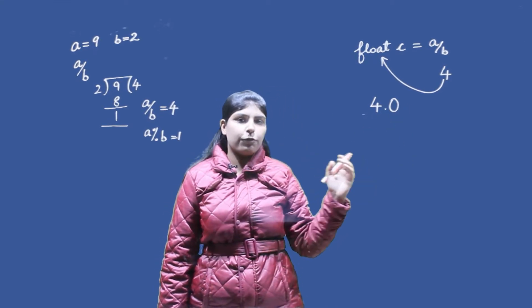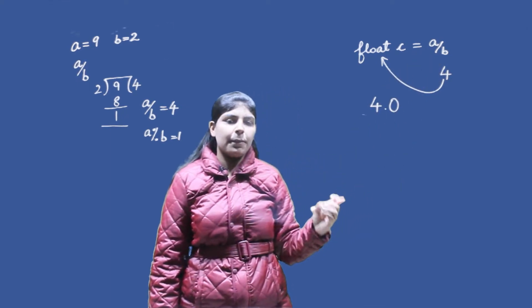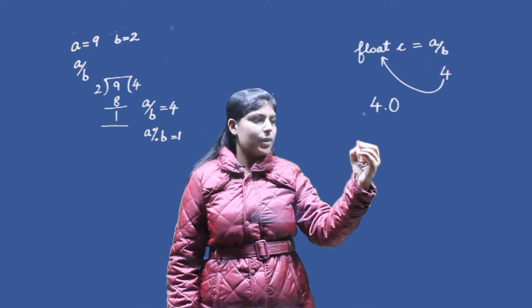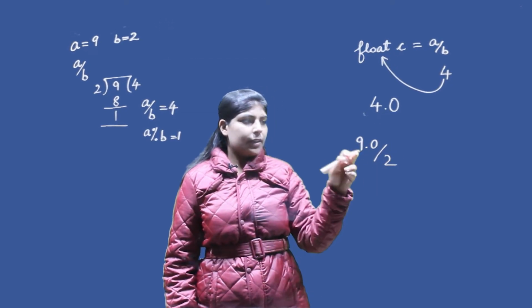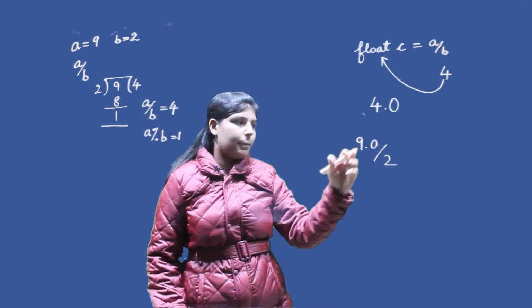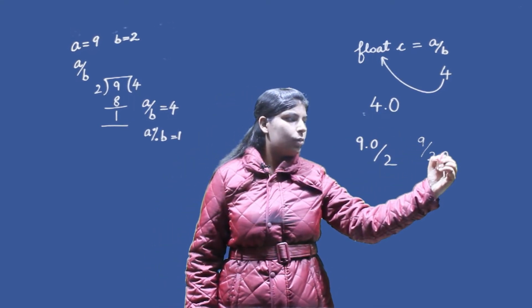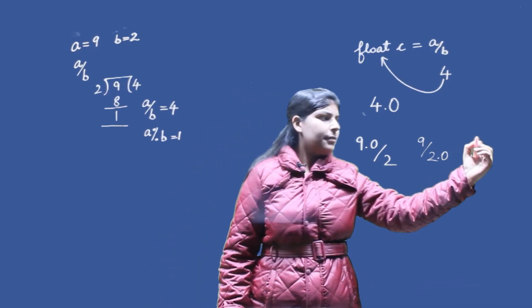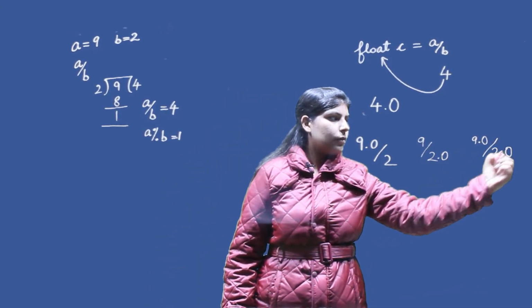If I want to get floating point as output, I'll either have to make one of them as floating point number or both of them. So what I can do is, either I can write 9.0 divided by 2. In this case, 9 becomes the floating point number. Or I can write 9 divided by 2.0. Or I can convert both of them, that is 9.0 divided by 2.0.